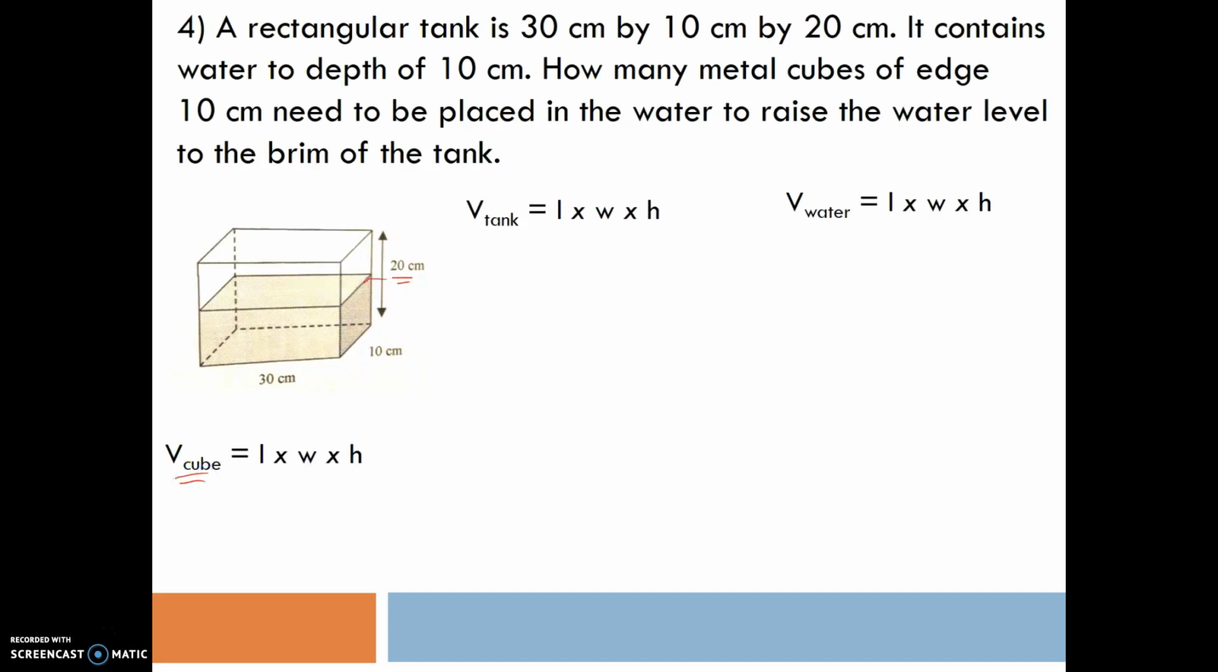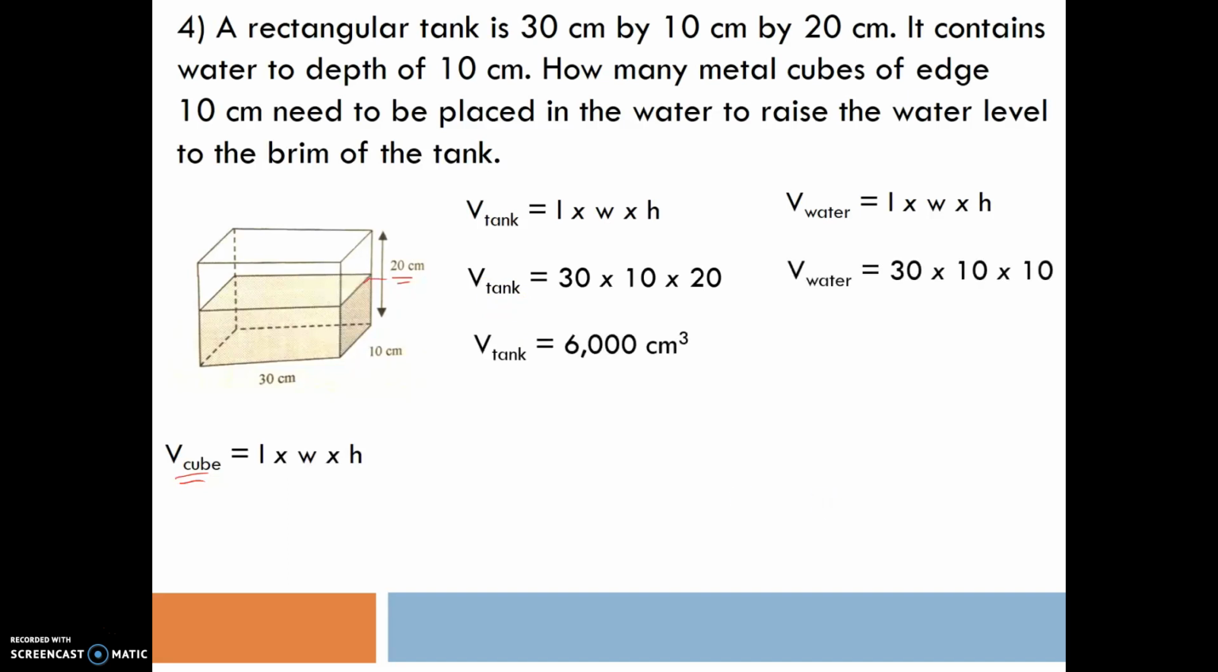So we'll calculate the volume of the cubes and we'll divide the amount of volume that we need by the volume of the cube to get the number of cubes that we need. Okay, so let's find the volume of the tank first. We'll plug in our variables here, 30 times 10 times 20, and we get 6,000 centimeters cubed. And let's find the volume of the water, 30 times 10 times 10, and we get 3,000 centimeters cubed. So we can see that we need to make up 3,000 centimeters cubed with the volume of these cubes.